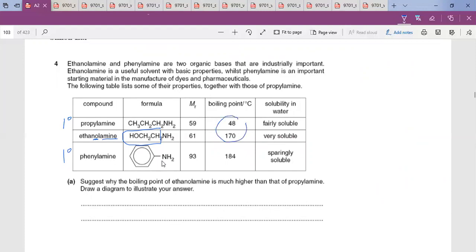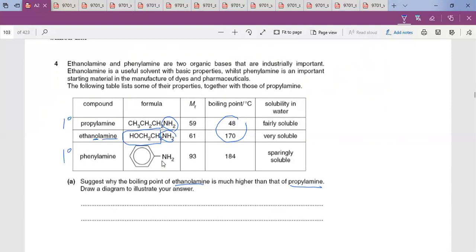They compare the boiling point. Suggest why the boiling point of ethanolamine is much higher than propylamine. Draw an illustration, a diagram. Propylamine can only form one hydrogen bond among themselves, but ethanolamine can form two, NH2 with NH2 and NH2 with OH.